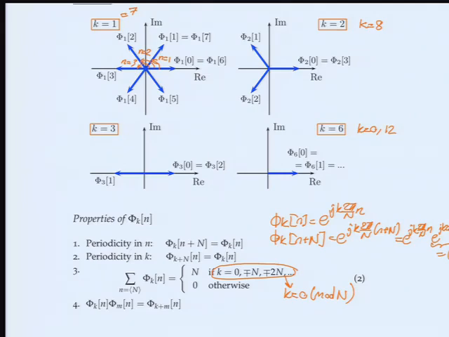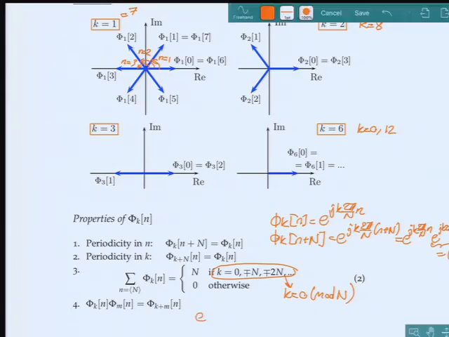All right, the last property is very straightforward. If I multiply two of these sequences, phi k and phi m, I'm simply multiplying e to the j k 2 pi over N times n and e to the j m 2 pi over N times n, and therefore I can add k and m. That means I recover another phi function whose index is k plus m. And of course, if k plus m goes beyond capital N, you can just take the modulo of that.